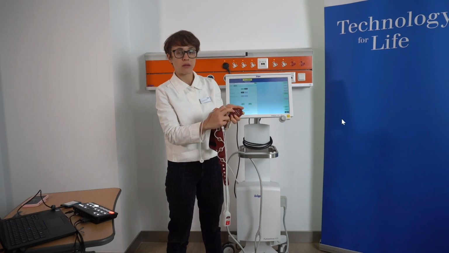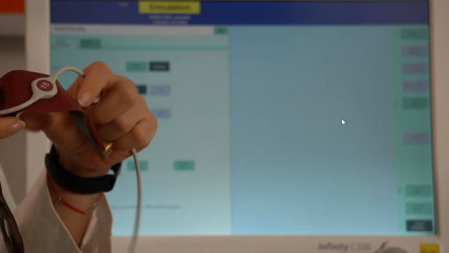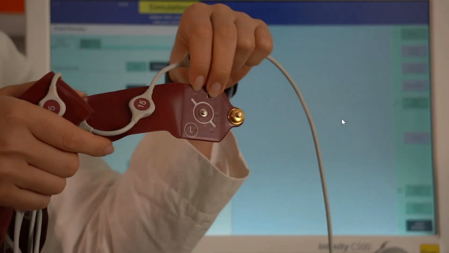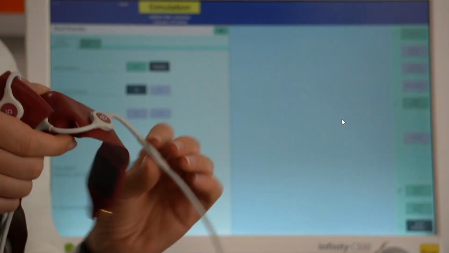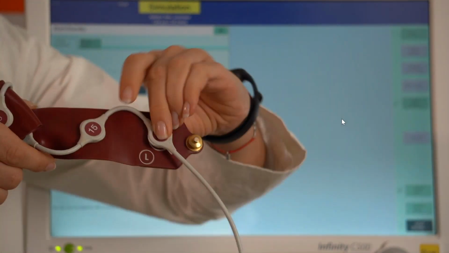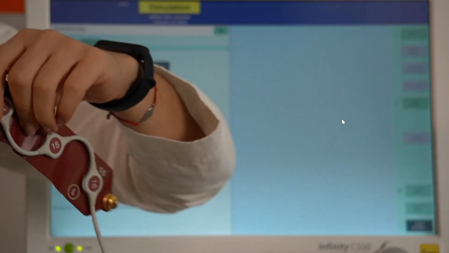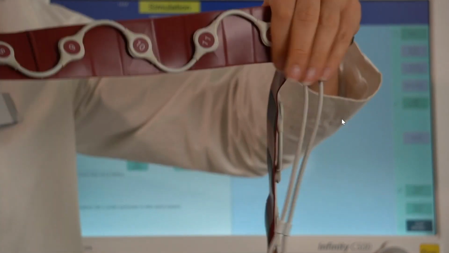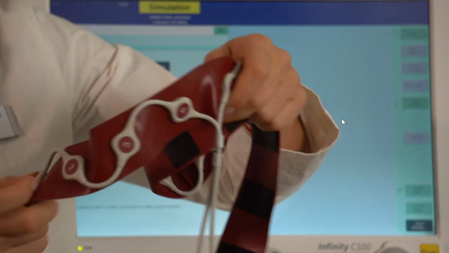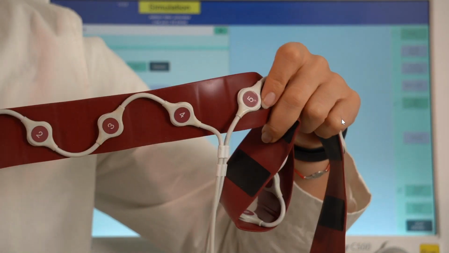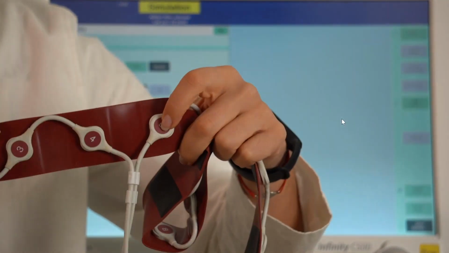You see there is a direction, the way the belt and the cable need to be connected. This is the direction, and that's how we start to connect our electrode belts. Then we go one by one. Every connector is numbered, and every electrode should be connected to the right number on the belt.